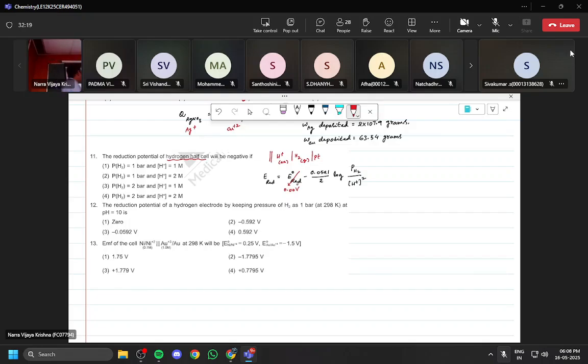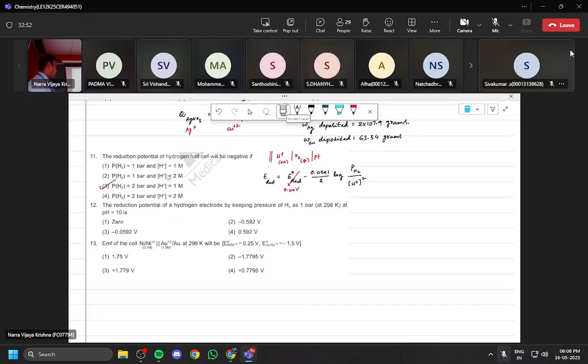Third case, 2 by 1 square. Then the log value is positive. That means what about this total value? Negative. Next, the fourth case, 2 by 4, the H plus squared, right? So 2 by 4, the denominator is more. So the log value is negative, so the net value is positive. They want the net value negative, so the answer is option 3. Correct?